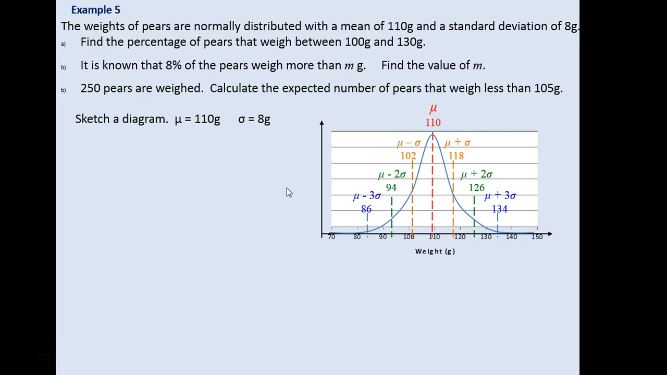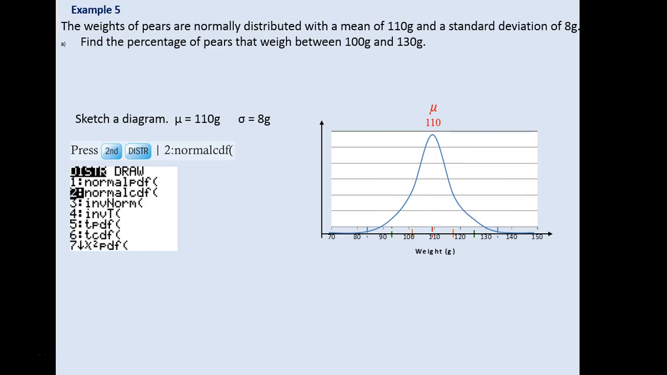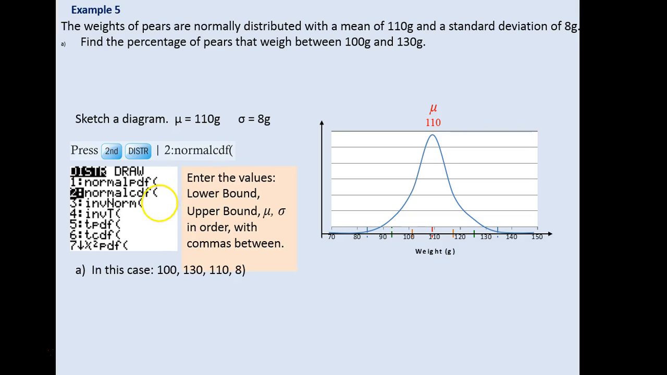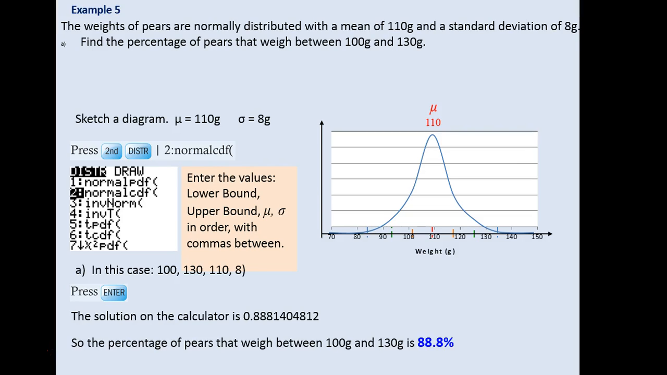But again, if we go to the calculator, you go to the normal CDF feature and then answer the prompts. Because this one says between 100 and 130, that makes 100 your lower bound, 130 your upper bound. Then you put in the mean and the standard deviation, and as always, do this to 3 sig figs. So, 88.8%, which again, you could just write as 0.888 and leave it at that, or do it as a percent. But always go 3 sig figs to be safe, unless the directions say otherwise. So that was part A.